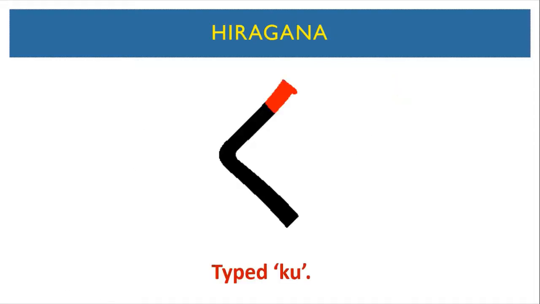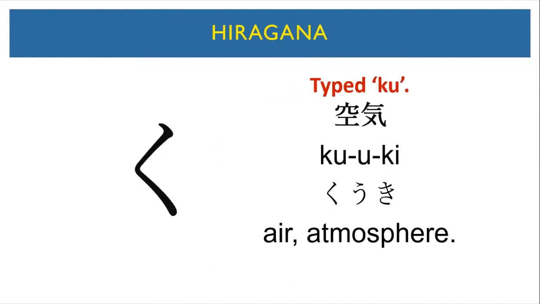So the next one is く、ku. And ku is typed ku. And ku as in 空気、kuki. So if you look at this ku, ki. Okay. And kuki means air or atmosphere.